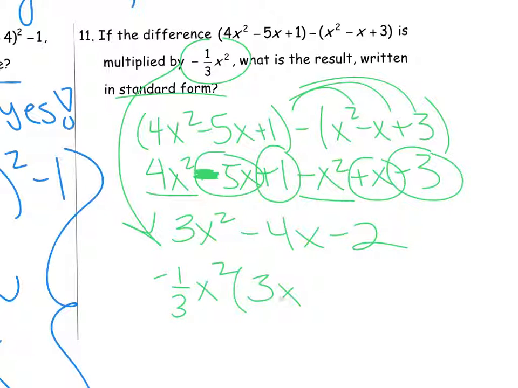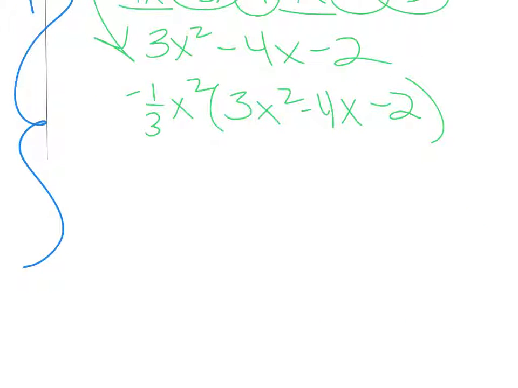And I guarantee you this will be on your test tomorrow. So make sure you're paying attention here. All right, so now I need to distribute again. I'm going to distribute that negative 1/3 x squared into every term. Negative 1/3 times 3 is negative 1. Then I have x squared times x squared is x to the 4th. All right, next I have negative 1/3 times negative 4. That's going to be positive 4/3.